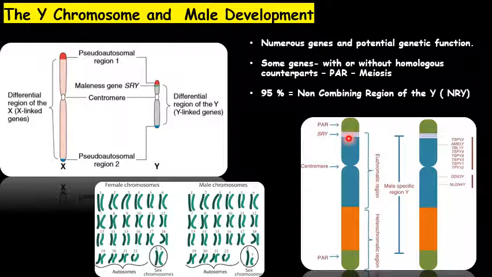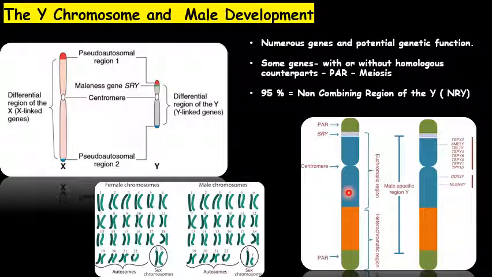For example, here this is the PAR, which means the pseudo autosomal region, in which 5% has the same genes as the X chromosome. The remaining 95% does not combine, that is, the same genes as the X chromosome are not here. That is what we call the non-combining region of the X Y chromosome, okay?